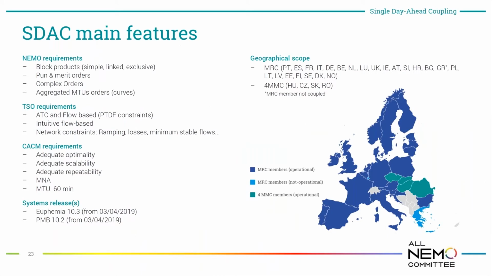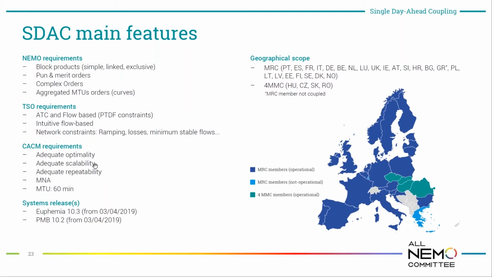So let's start. Regarding the SDAC main features, we have a wide variety of products in order to cover the market participant needs. We also deliver the TSO requirements regarding topology models and other TSO requirements. And we have other requirements coming from the regulation, mainly the CACM, which are the three main requirements of the algorithm: adequate optimality, scalability, and repeatability.